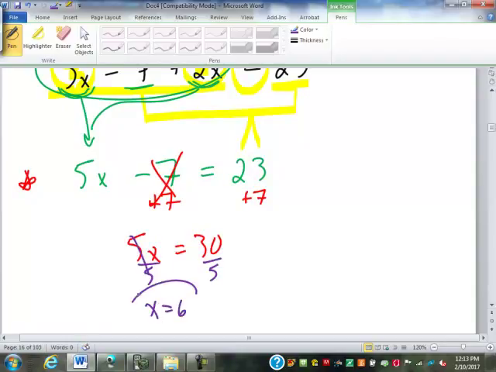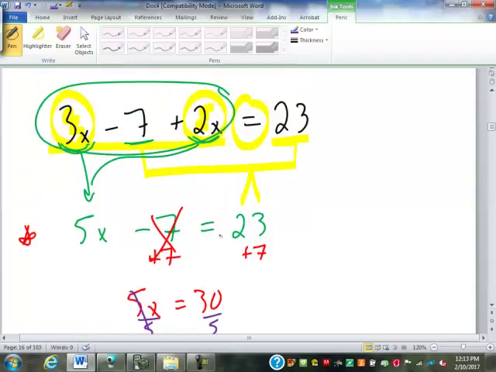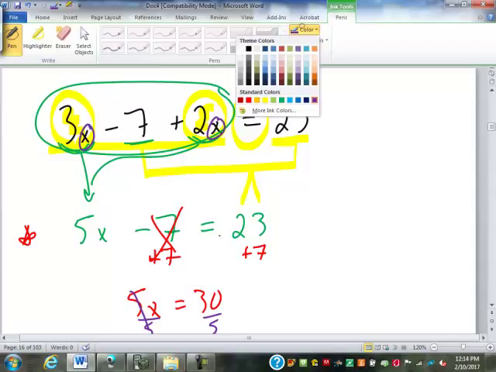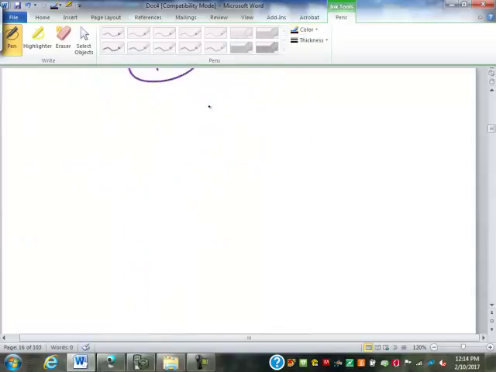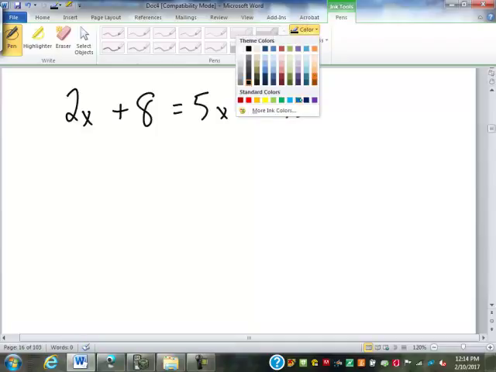So x equals 6. Once again, we could go back and put 6 in for x and double check to make sure you get the same value on each side. At this point, I'm going to assume you guys can do that on your own and you can verify that's the correct answer. So slightly different from that one is this.